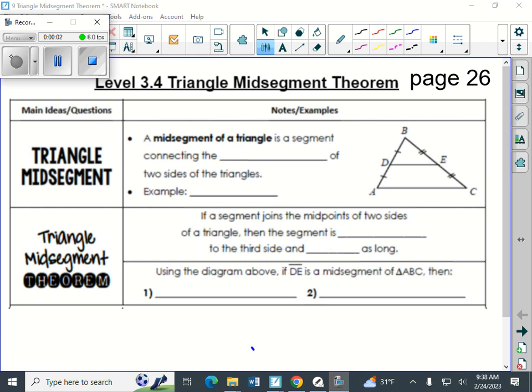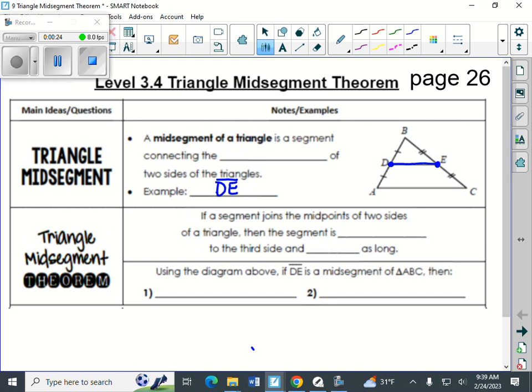Today we're going to talk about the triangle midsegment theorem. And before we get to the midsegment theorem, let's just talk about what the midsegment of a triangle is. So first of all, I know it says example here, but our midsegment is here. It goes from here to here, which is segment DE.